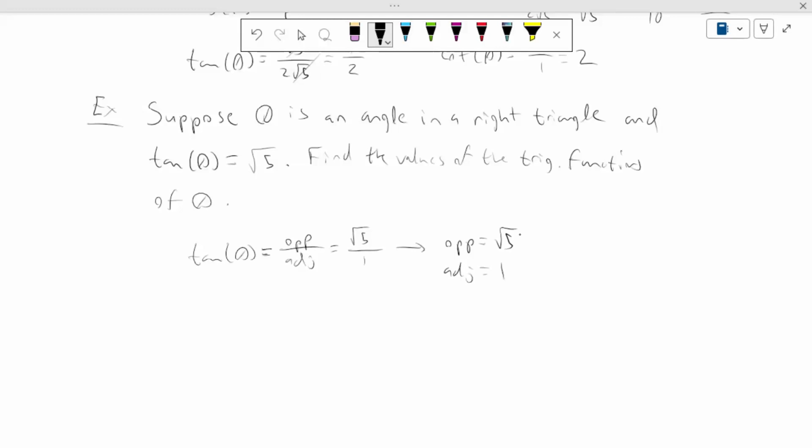So strategies, right? Now, make a right triangle. Doesn't have to be to scale. Make one of your angles theta. And then now tangent of theta is opposite over adjacent. So we need the opposite side to be length square root of 5. We need the adjacent side to be length 1. Okay.